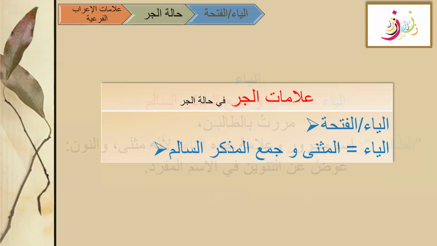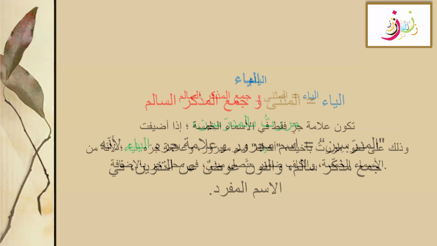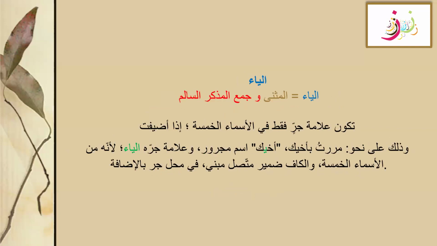As I mentioned to you, the alamat i'rab far'iyya for the ya can be seen in two nouns: musanna and jam' muzakkar salim. Alhamdulillah. Here also, the musanna and jam' muzakkar salim, and with that, you can also see them in asma khamsa when it is in the state of idafa. You can see marartu bi akhiki. Here: ism majrur alamatu jarrihi al-ya li'annahu minal asma'il khamsa, and the kaf is a pronoun, muttasil, mabni, in place of jarr, because it is idafa. So it can be seen in asma khamsa as well, this ya, instead of the kasra.